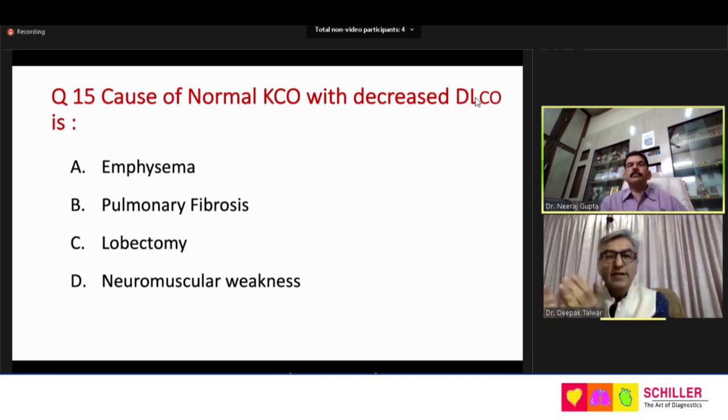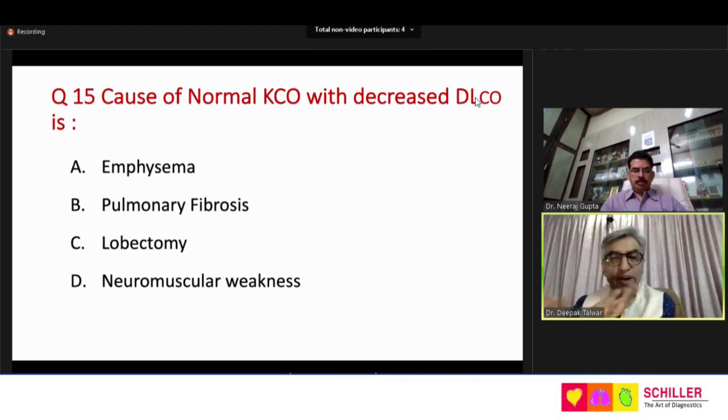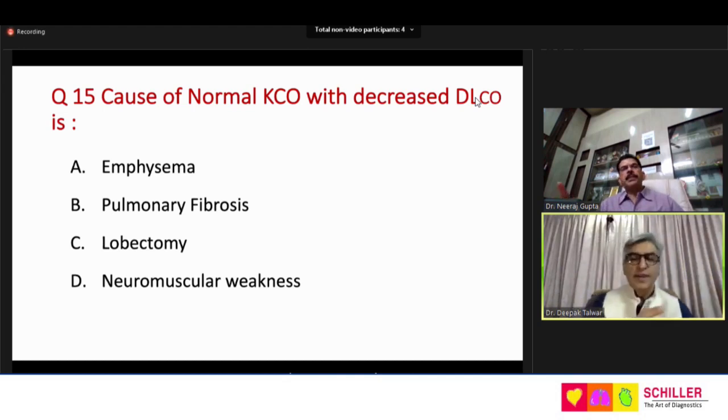Let's not confuse you. I have told you normal KCO can be there in pulmonary fibrosis. It can be there in other diseases, but that is the extreme thing. Most probably, when you look at a decreased diffusion capacity with normal KCO or high normal KCO, what do you start thinking of? That's the question. So let's see the answers, because this will require discussion. It will not be a simple question like this.